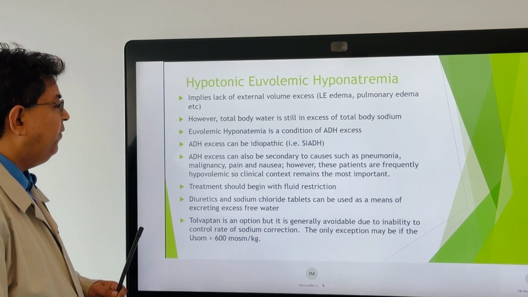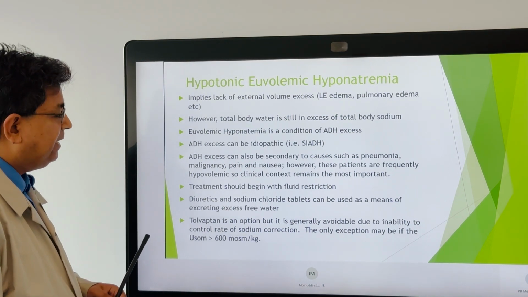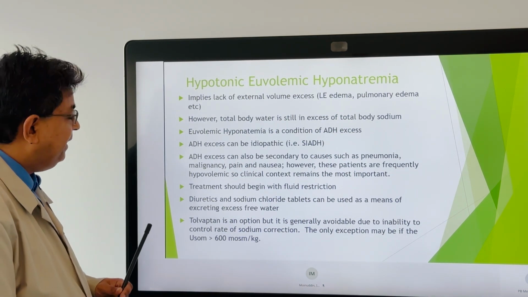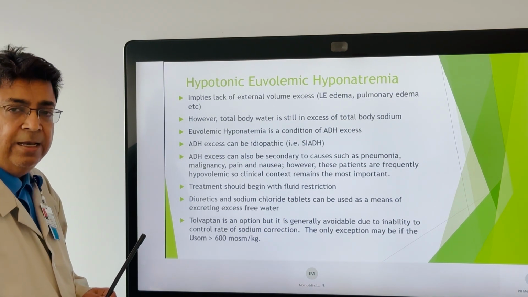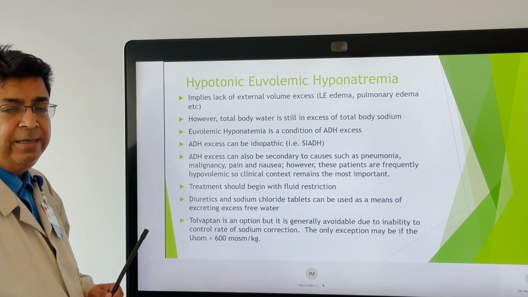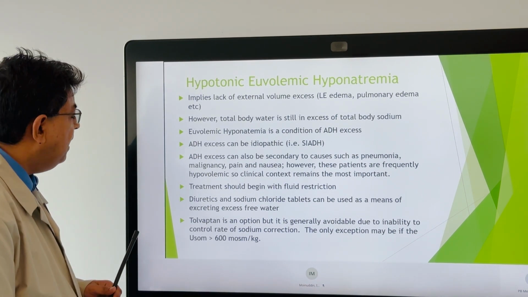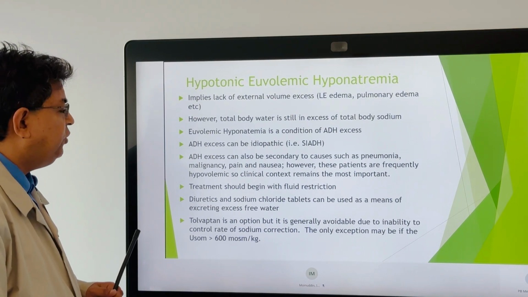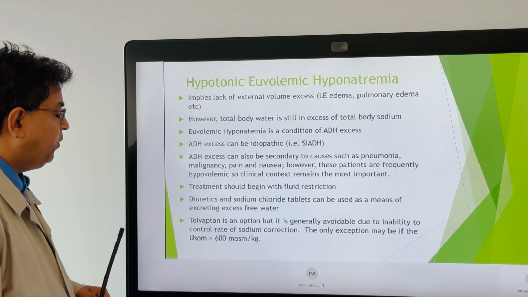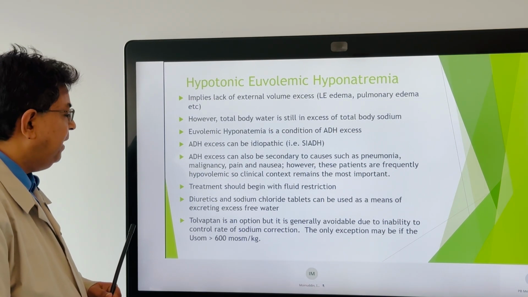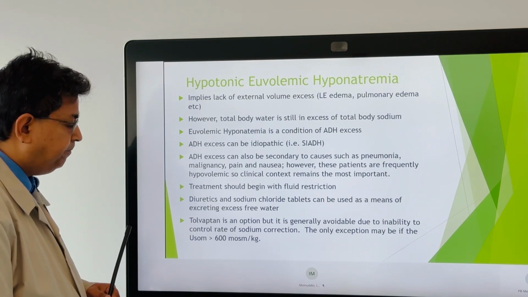Treatment should begin with fluid restriction. Diuretics and sodium chloride tablets can be used as a means of excreting excess free water. Salt tablets cause resolution of hyponatremia by increasing free water excretion. Tolvaptan is an option, but it is generally avoidable due to inability to control rate of sodium correction. The only exception may be if the urine osmolality is greater than 600 milliosmoles per kilogram.